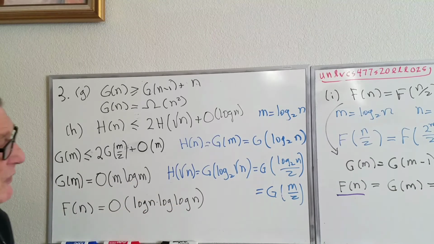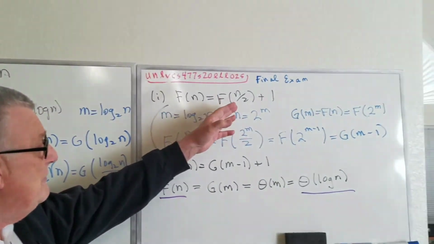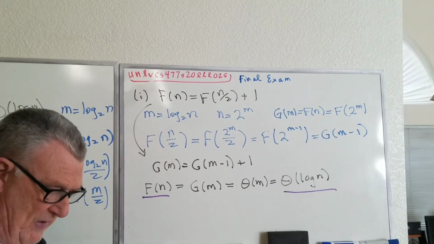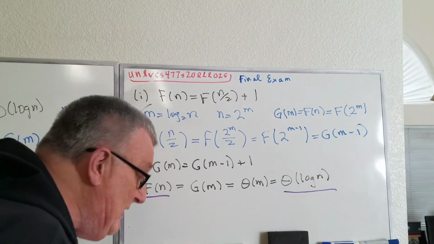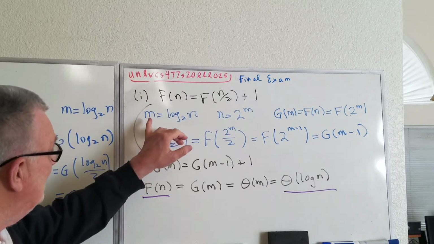All right, now we'll go over to problem I. f of n is f of n over 2 plus 1. Now, you already know that the answer is log n, but let's go through some steps here that we can show it a different way using substitution.